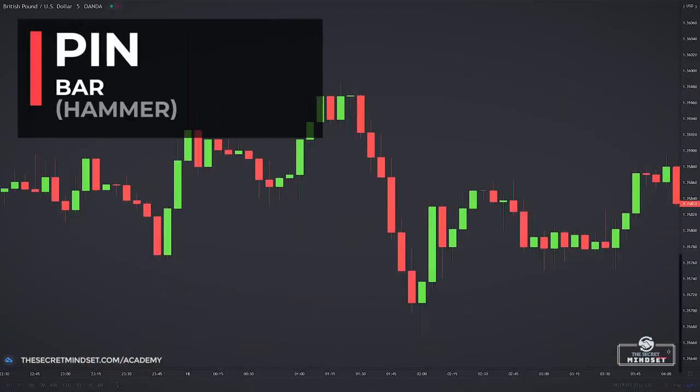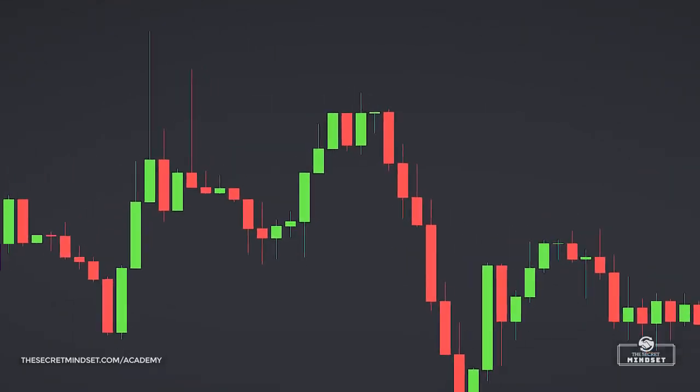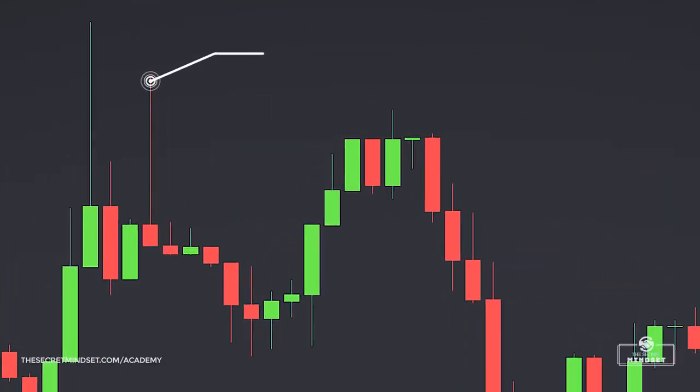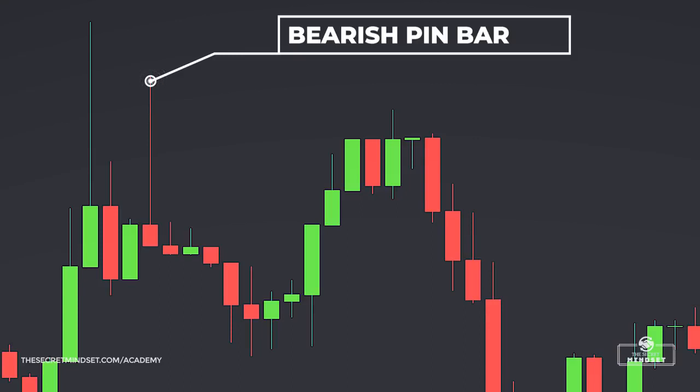A pin bar or hammer candlestick is a price action pattern which is supposed to signal a reversal that may be about to take place in the market. Here's an example of a bearish pin bar. Notice how the body of the candle is found at the bottom of the candlestick and the long wick is found at the top. All bearish pin bars you'll see form in the market will follow this basic structure. They all have their body at the bottom of the candlestick and their wick at the top.